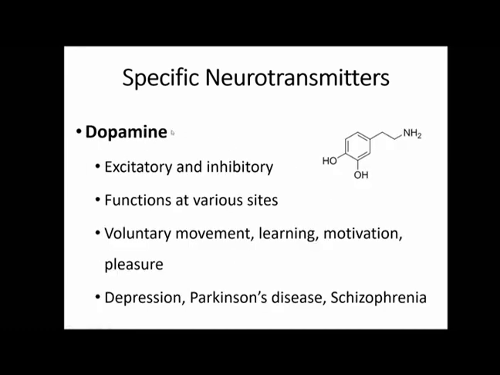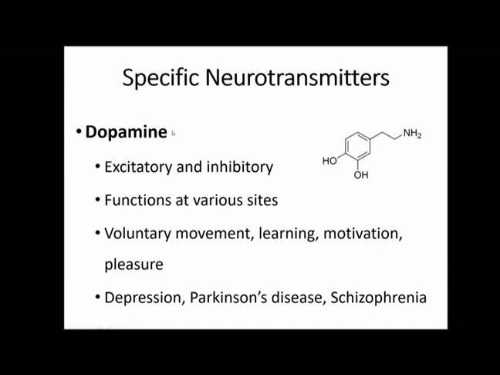And then our last one is another hopefully familiar face. This is dopamine. And dopamine is, again, excitatory and inhibitory depending on which part of the brain we're looking at. They can't all be nice and straightforward. But dopamine seems to be involved in voluntary movement. So when you decide to reach for something, or if you decide to move in a particular way, dopamine is usually involved. It's also involved in learning and motivation and feelings of pleasure.